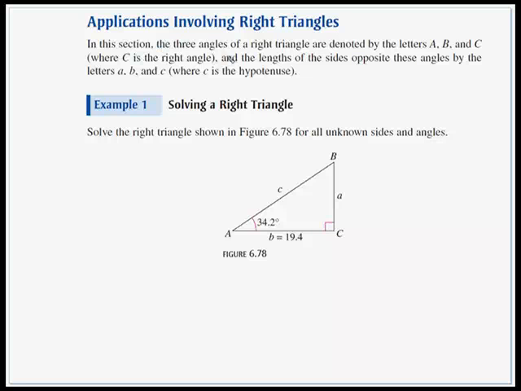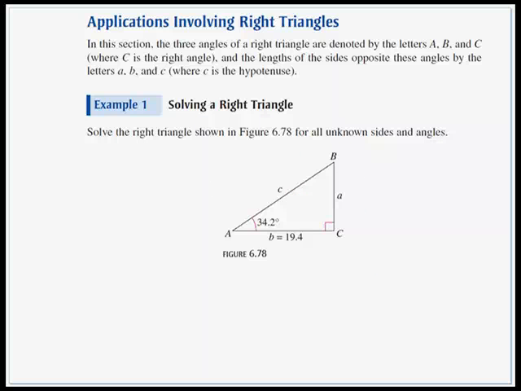In this section, three angles of a right triangle are denoted by the letters A, B, and C, where C is always the right angle. The lengths of the sides opposite these angles are lowercase a, b, and c, where c is the hypotenuse, which of course is across from the right angle. And we did something like this a few sections ago when we solved right triangles.